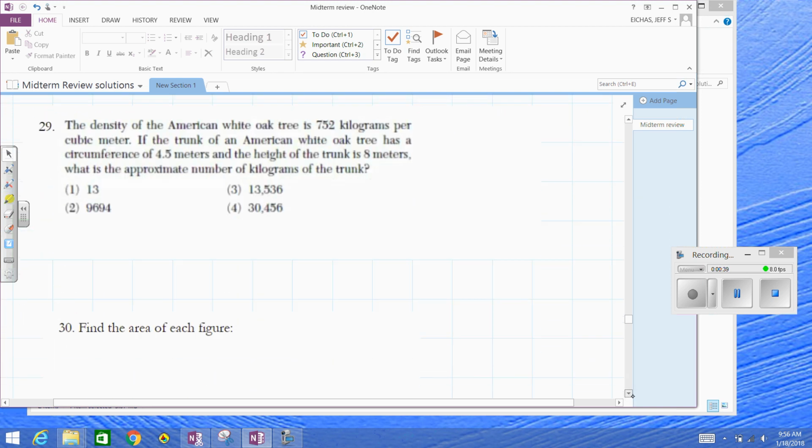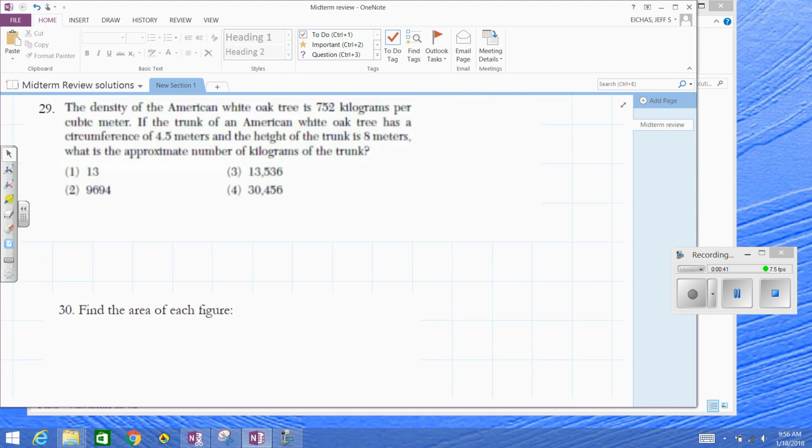Okay, so density, this goes back to the first chapter. We all do these differently, so I want to make sure that I explain this. So 752 kilograms per cubic meter. I like to convert that into 752 kilograms over 1 cubic meter, 1 meter cubed.